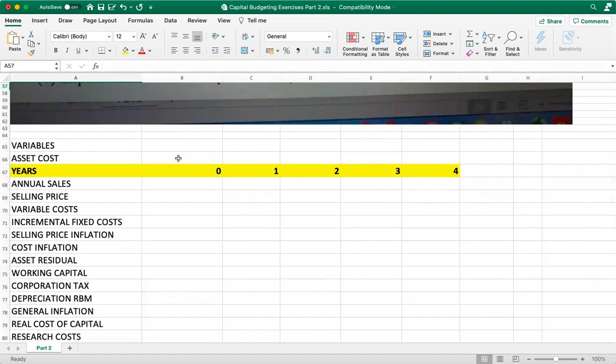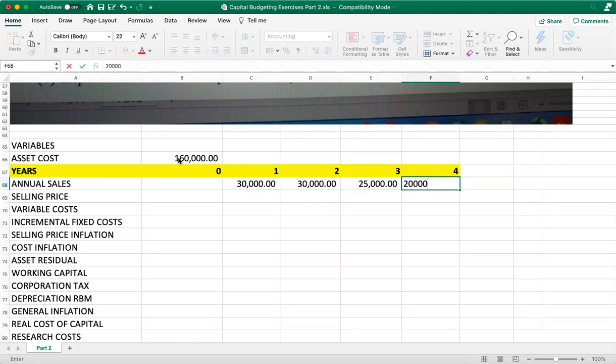So what is the asset cost? We are told the asset cost is 160,000. So you type in 160,000. What are the annual sales? Annual sales year 1, 30,000. Year 2, 30,000. And then year 3, it's expected to fall by 5,000. So that will be 25,000. And then in year 4, it falls by another 5,000. So from 25,000 to 20,000.